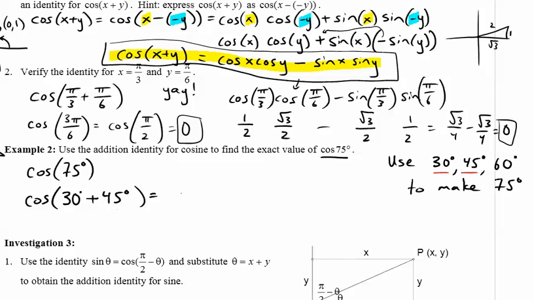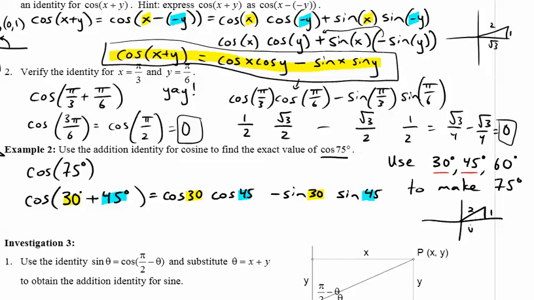So cosine of the sum of an angle is cos minus sine, and then we go first angle, second angle. So 30, 45, 30, 45. So back to our special triangles. It's my 30 degrees: 1, 2, root 3. So cosine is adjacent over hypotenuse, and sine is opposite over hypotenuse.